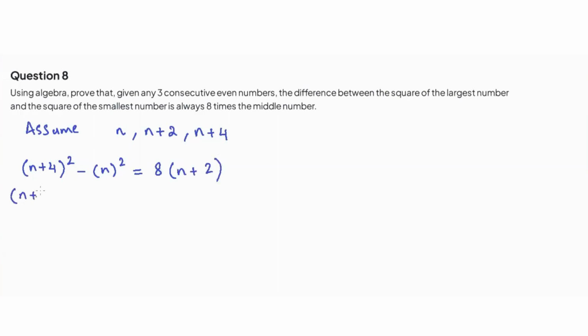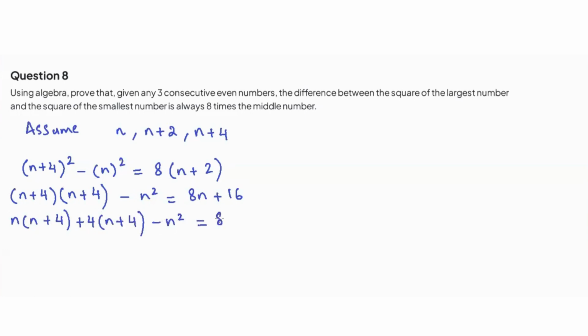So let's expand (n plus 4) squared. (n plus 4) squared minus n squared equals 8n plus 16. So (n plus 4) times (n plus 4) minus n squared equals 8n plus 16.